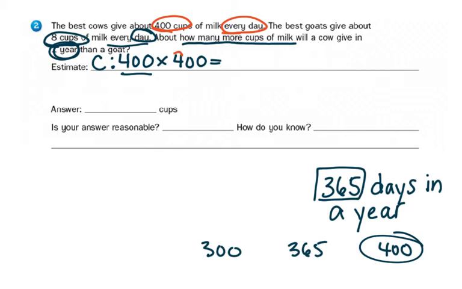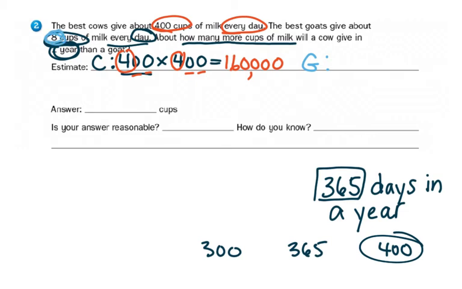So I'm going to take 4 times 4, which is 16, and 1, 2, 3, 4 zeros. Then go ahead and count and put in your comma. A cow gives about 160,000 cups of milk in a year. Now let's go ahead and take a goat. Put a G for goat.